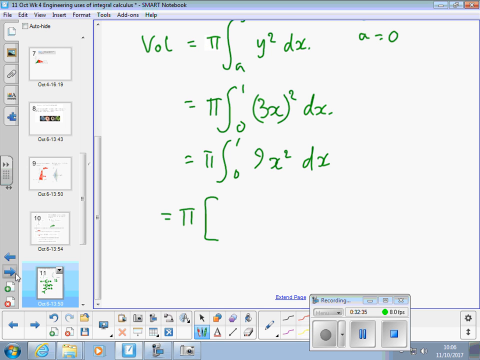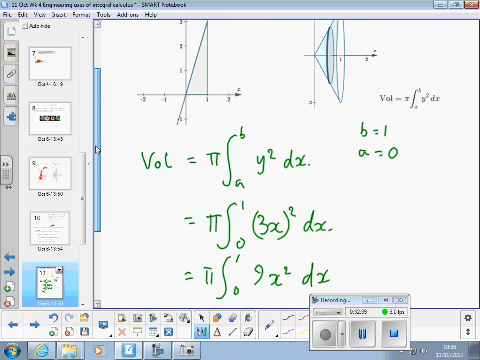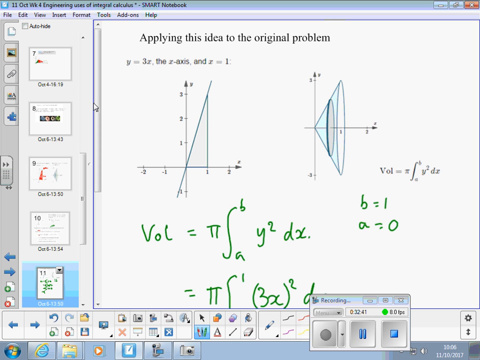That's the function. It's the function y. And then that's squared, because the 3x squared is the area of any particular slice, isn't it?